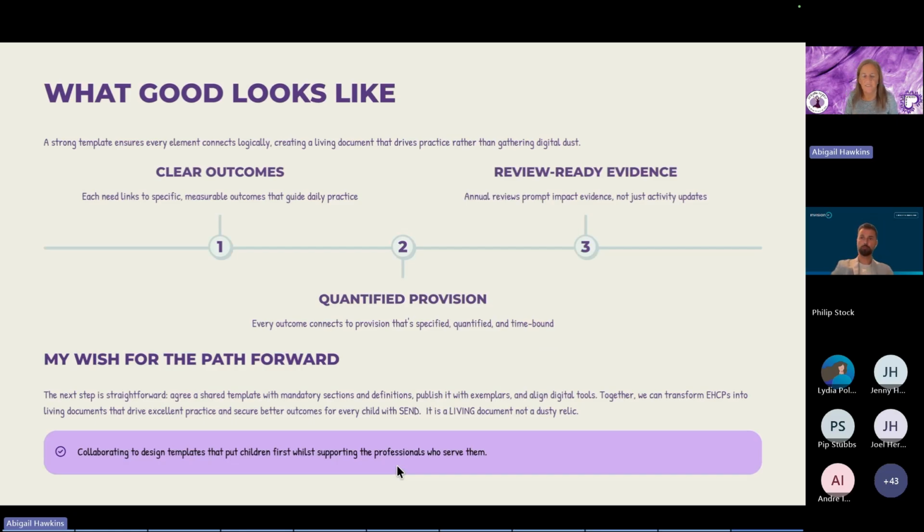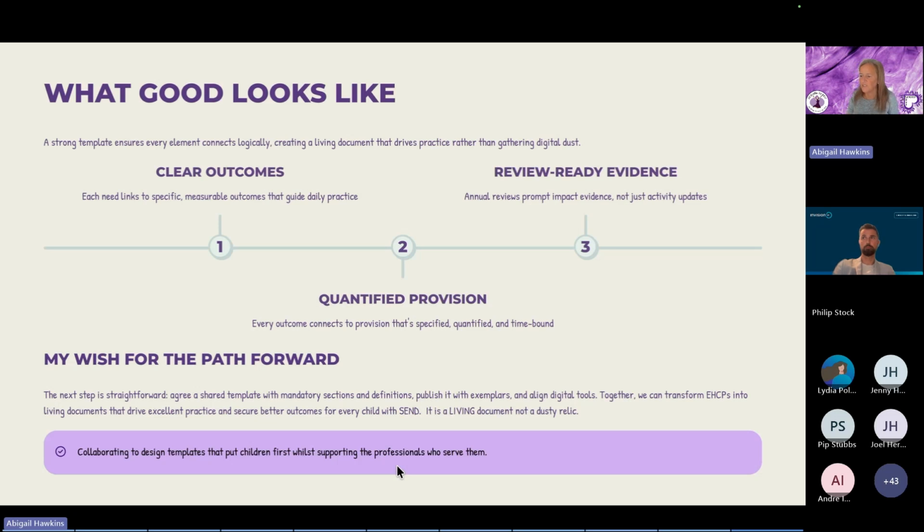For me, it is something that has clear outcomes, which we'd love. I'm sure those of you who are SENCOs are screaming at the screen at the moment going, yes, please. We want quantified provision, absolutely defined in there. And we want review ready evidence. So an annual review that prompts impact evidence, not just an activity update that says we've done this. So I would wish for those things.